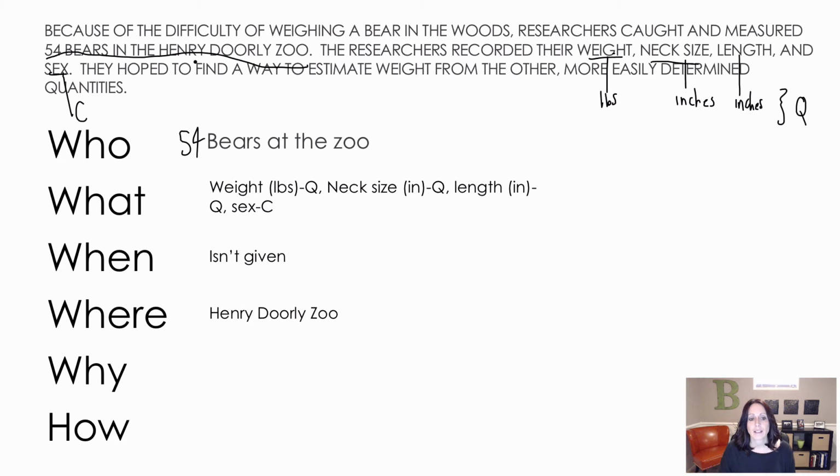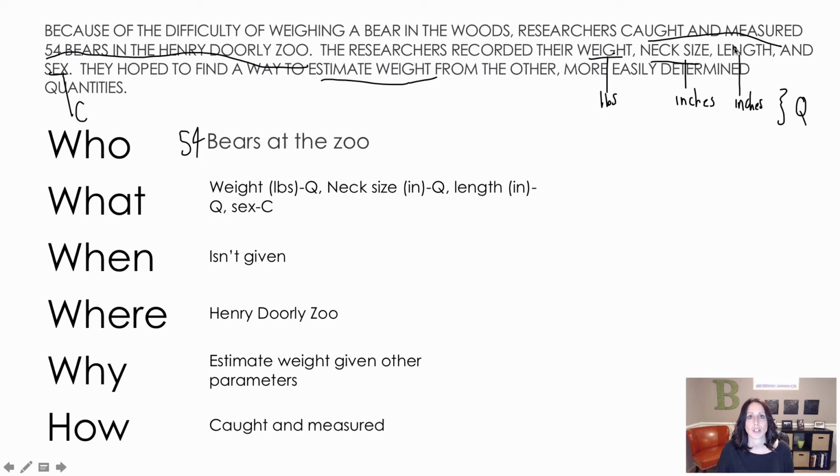Why did they do that? Again, that's pretty important to know, the why. The why is that we want to be able to estimate weight from other more easily determined quantities. So estimate weight given other parameters. And how did they do it? Well, all we know is that they caught and measured, and we don't really know much beyond that. So caught and measured, and that's all we know.